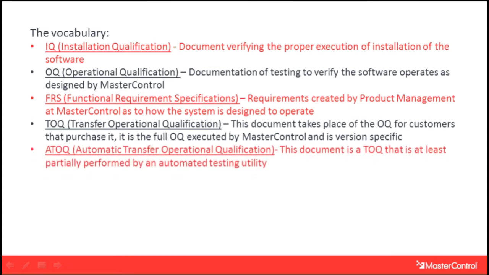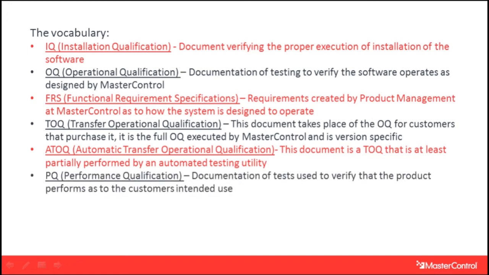The ATOQ, this is the automatic transfer operational qualification. Anytime you see this A in front of our nomenclatures, it usually stands for automatic or automated. This is the TOQ document that's at least partially performed by an automated testing utility. We couldn't get through all of our OQs for Master Control without this kind of system in place. In fact, roughly 60% of all of our tests are automated now for the OQ, so we can cycle faster, release faster, and get through testing.